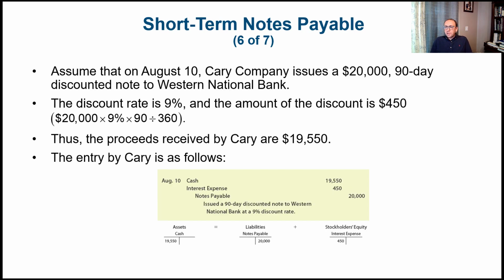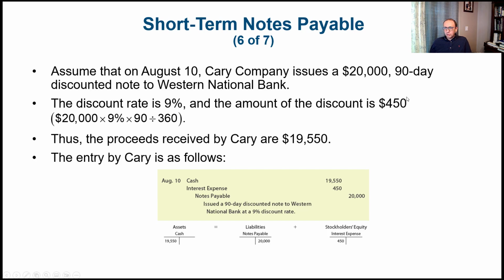Assume that on August 10th, Carey Company issues a $20,000 90-day discounted note to Western National Bank. The discount rate is 9% and the amount of the discount is $450. So how did we get the $450? We just took the $20,000, which is the face value of the note, 9% is the discount rate, 90 divided by 360, and that turns out to be $450.